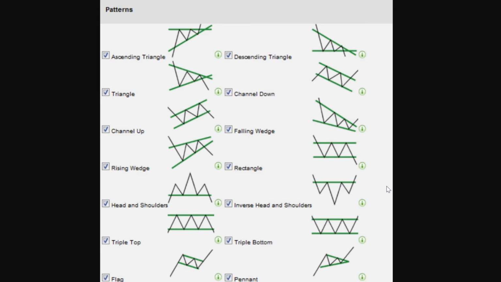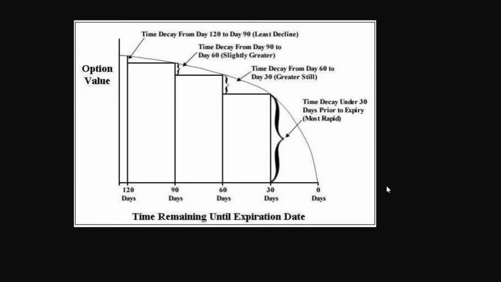Basic chart patterns are important to learn. Ascending triangle, triangle, channel up, rising wedge, head and shoulders, triple top, flag. Those are all positive. Descending triangle, channel down, falling wedge, rectangle, inverse head and shoulders, triple bottom, pennant. These are all charting patterns that are very important to memorize when you're actively trading. Keeping them in the back of your mind very well helps to process that whole aspect.